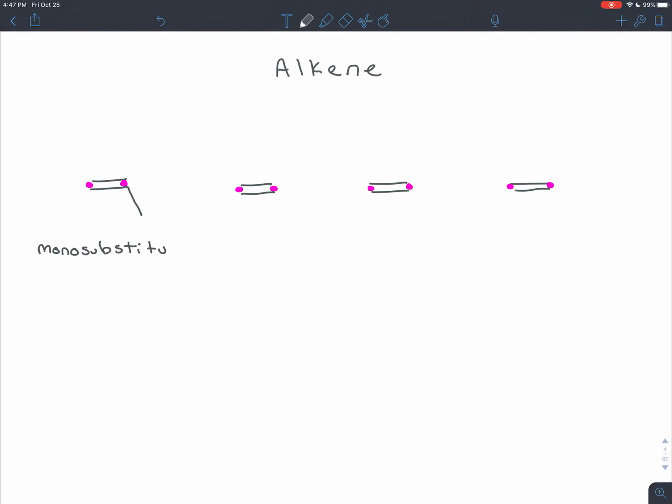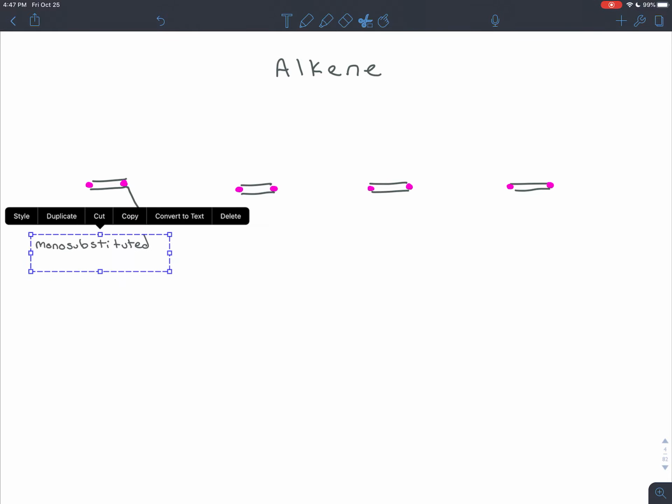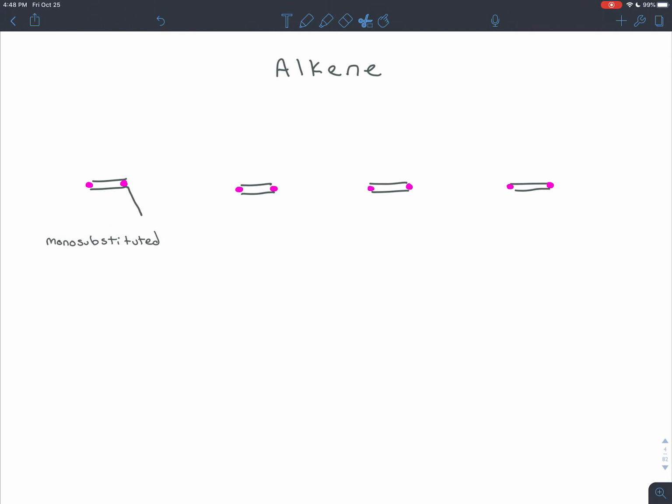Remember, a substituent is just a fancy word for a branch. And so if you have one carbon branch coming off of the double bond, then it's monosubstituted. If you have two coming off, now here I'm going to put them both coming off of this same carbon, but the second one could have come off of the other one. If you have two coming off, then that is described as being disubstituted.